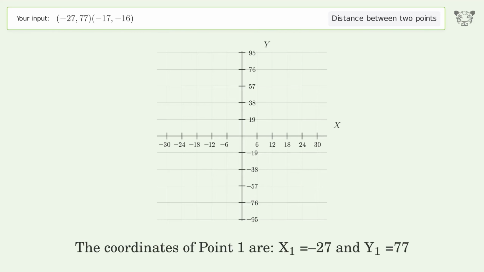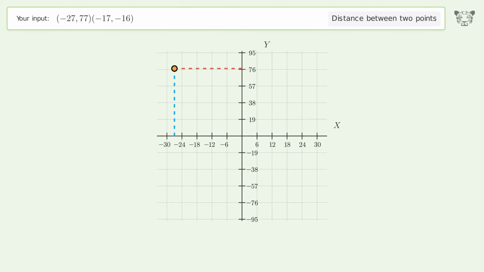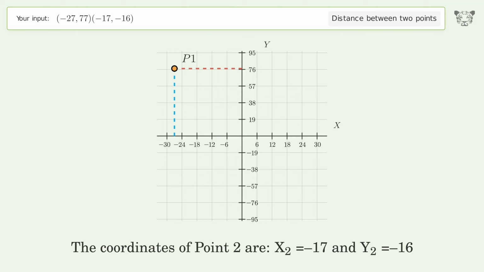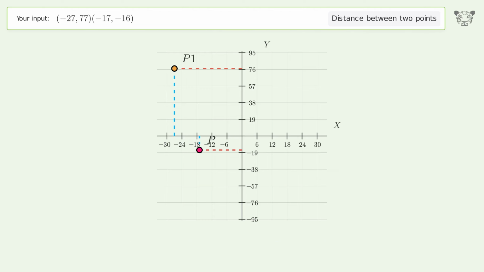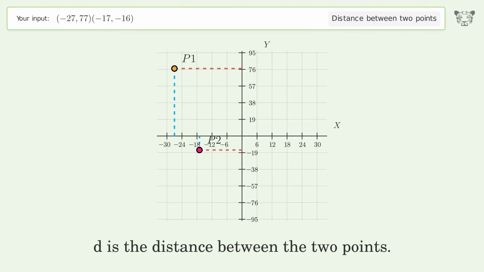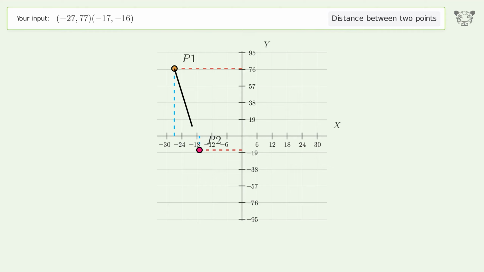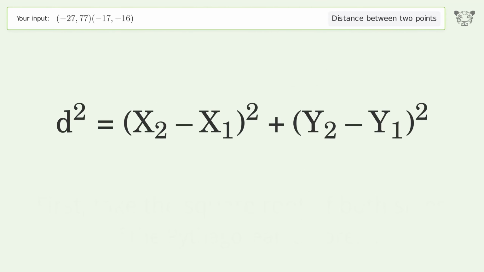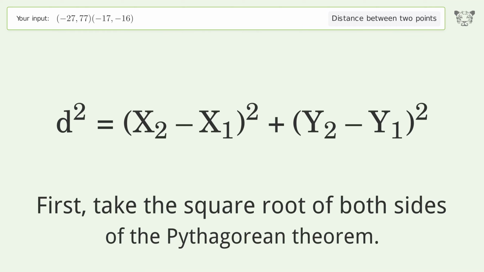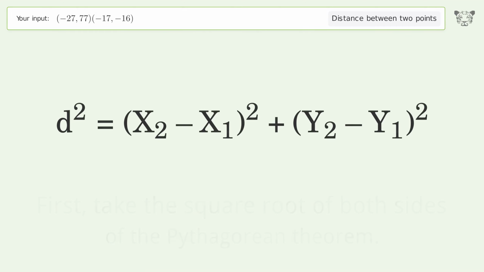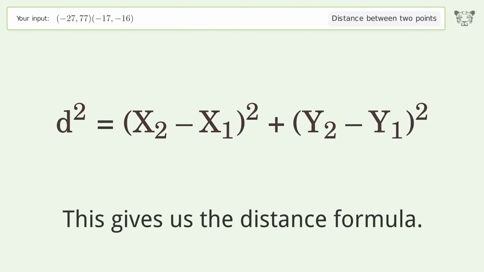The coordinates of point 1 are x1 equals -27 and y1 equals 77. The coordinates of point 2 are x2 equals -17 and y2 equals -16. D is the distance between the 2 points. First, take the square root of both sides of the Pythagorean theorem. This gives us the distance formula.